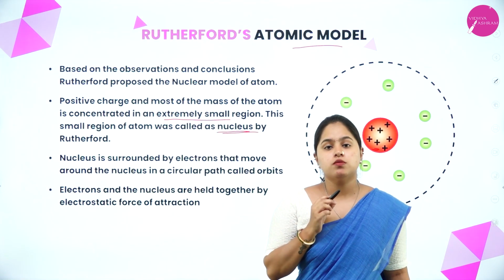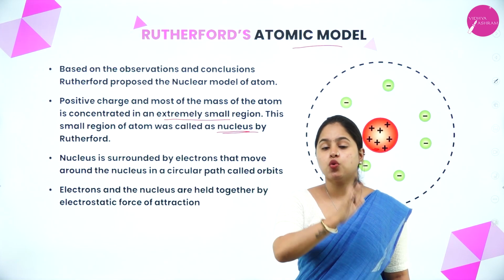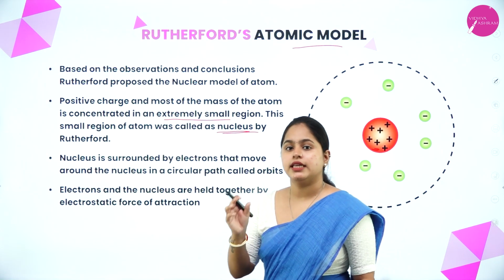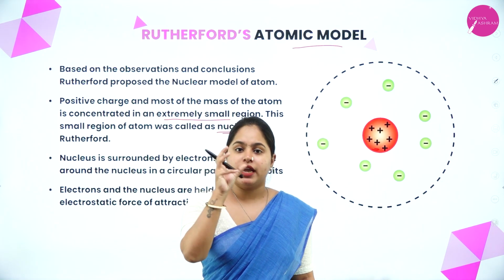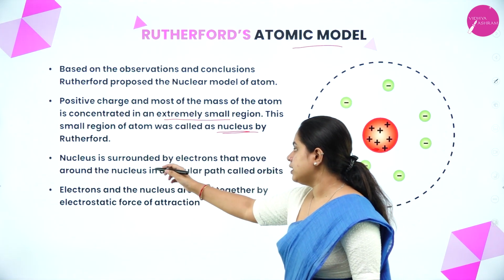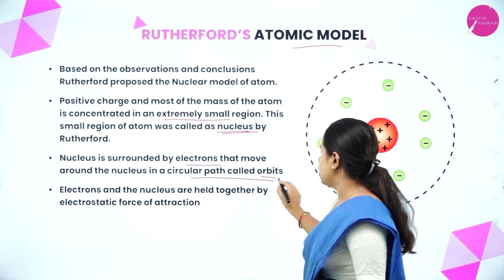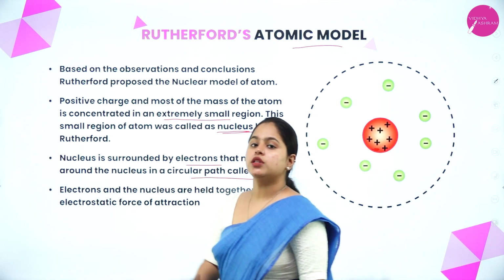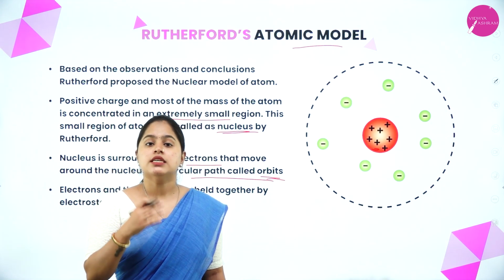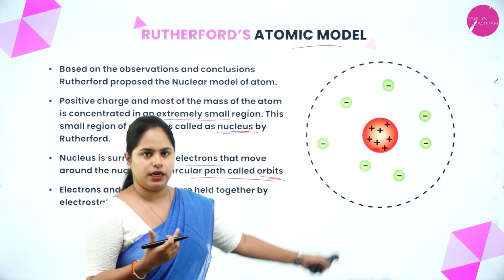Yes. So what about Thomson's model of atom? He considered that the positive charge is spread throughout your atom, right? But Rutherford was able to tell that, yes, the positive charge only existed in a very small region, which is called your nucleus. And the nucleus is surrounded by electrons that move around the nucleus in circular paths called orbits. Right? So the nucleus is present, around which your electrons will revolve in circular paths which are called orbits. Yes, you can see here, right?